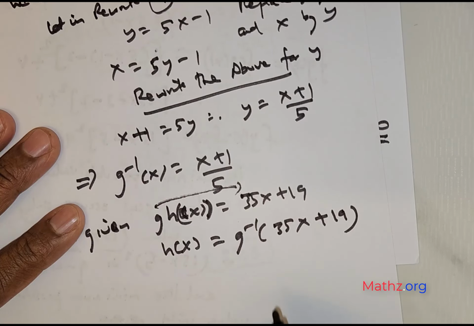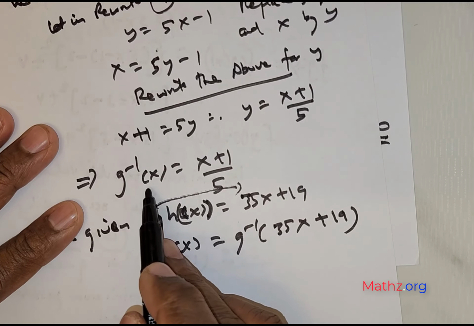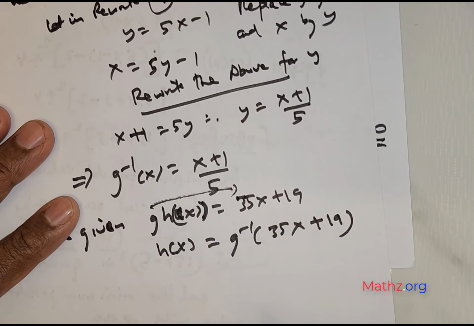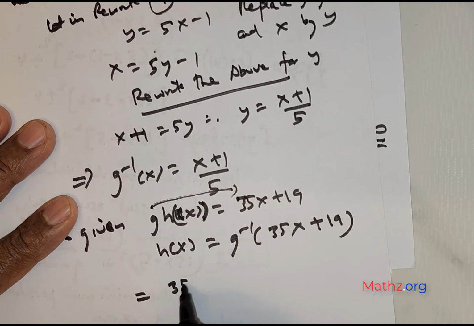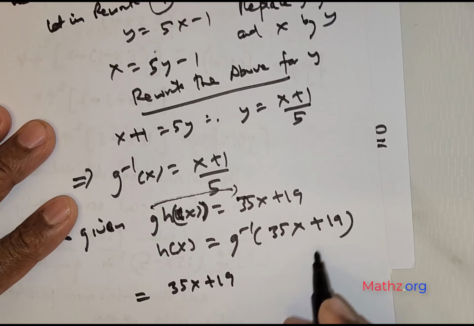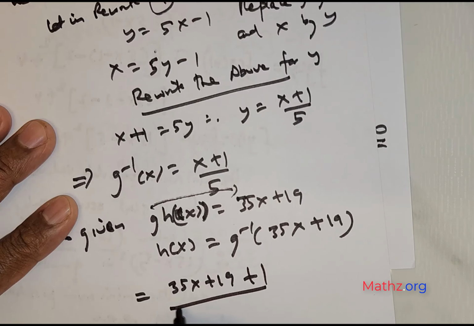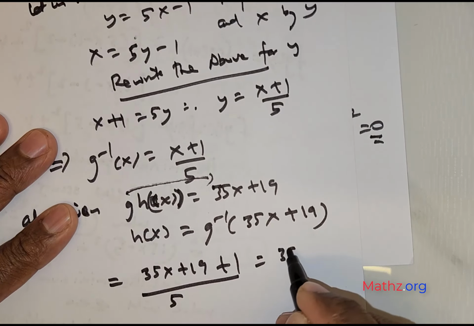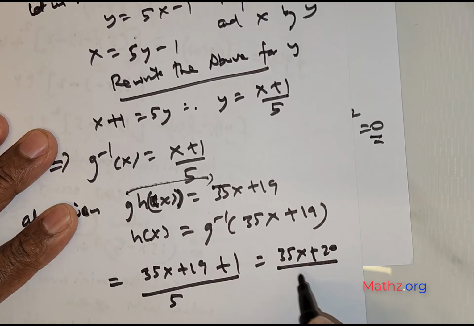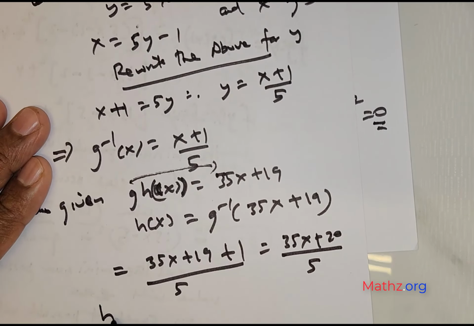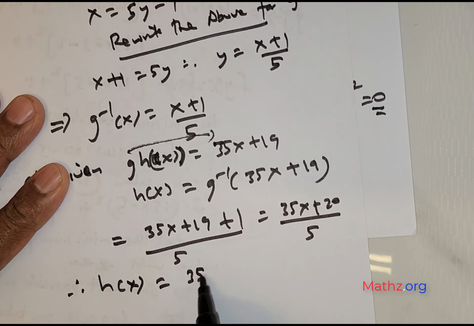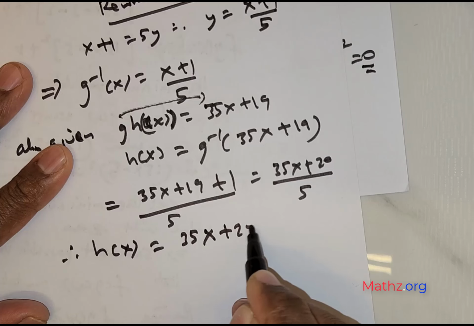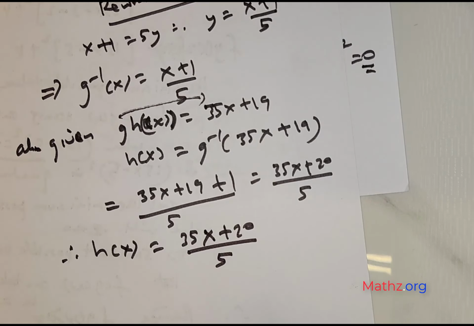Now g inverse of x is equal to this quantity, right? So this would mean, take this and substitute over there. So it's going to be 35x + 19 in place of x in (x + 1) divided by 5, which is going to be (35x + 20) divided by 5. So h of x, so therefore h of x is (35x + 20) divided by 5.